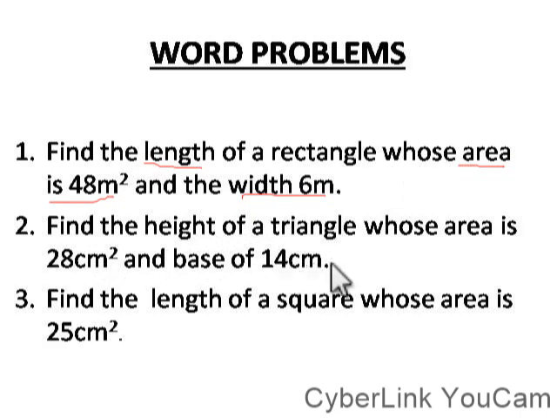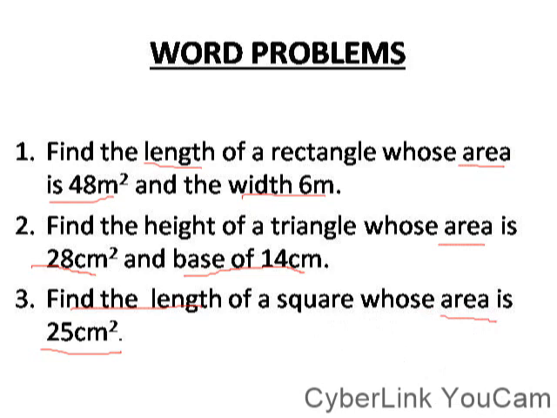find the height of a triangle whose area is 28 centimeters square and the base is what? 14 centimeter. So the base is given here, and the area of the triangle is as well given here. Alright, so we can find the height of that particular triangle. Now here we are asked to find the length of a square whose area is what? 25 centimeters square. So the area is being given to us, and the shape we are talking about is a square. So we are going to make use of the formula for finding the area of a square.